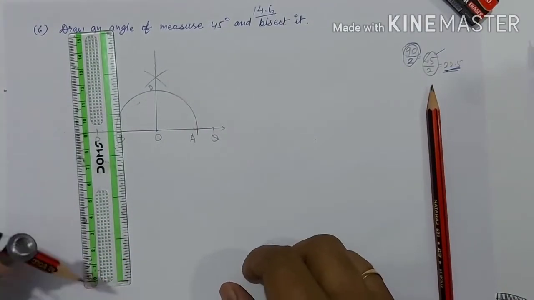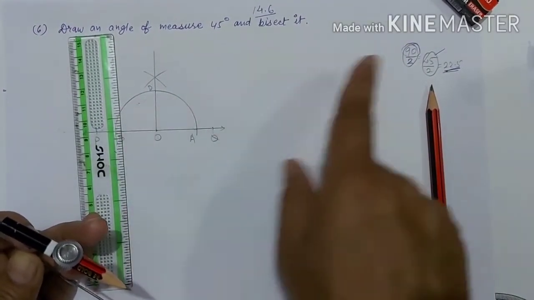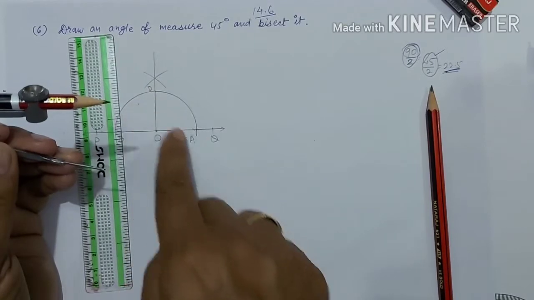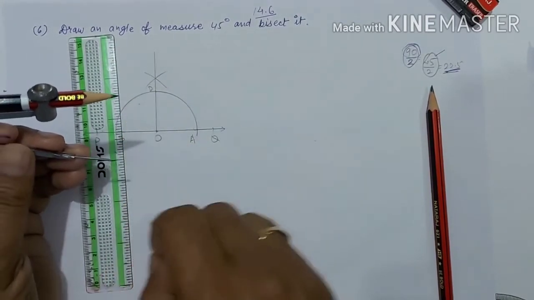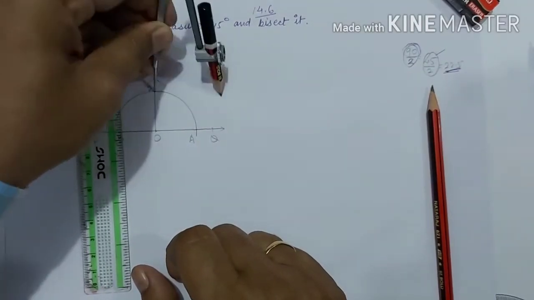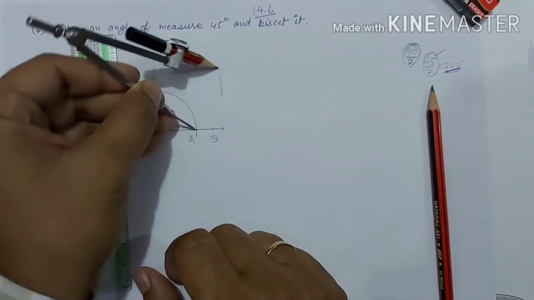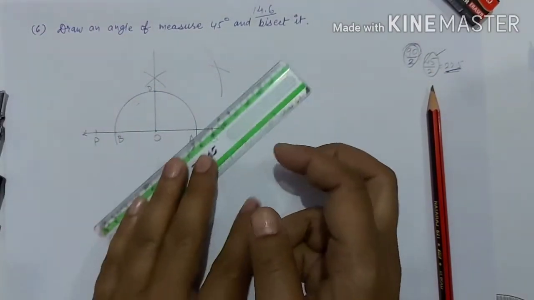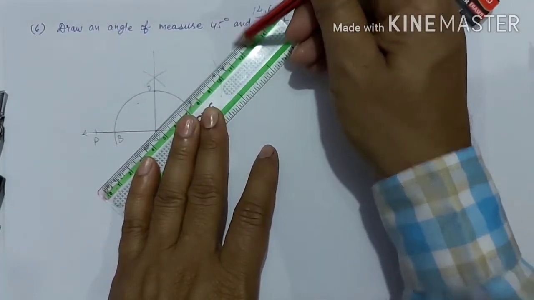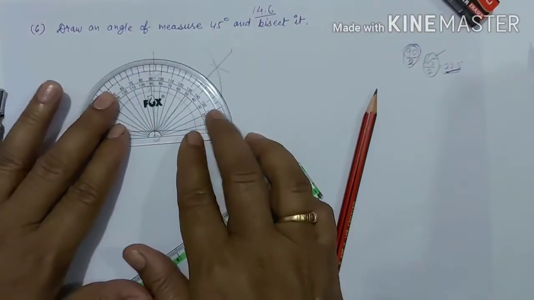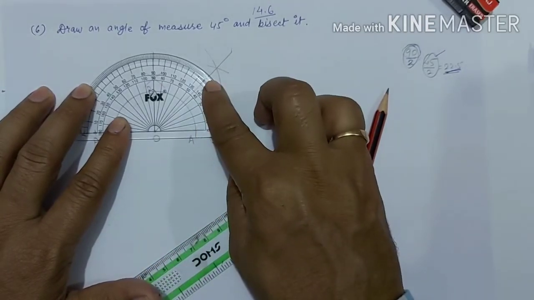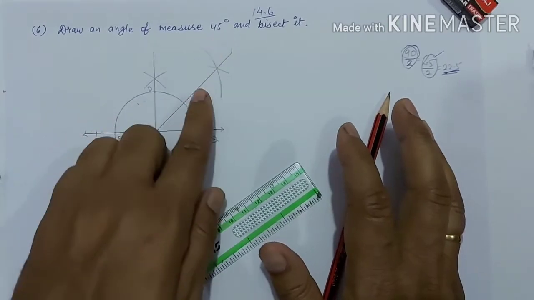Now next we take this angle of 90 and bisect it to get 45. So now two points, A and D. A is 0 and D is the 90 degree angle. So that is the bisect. Now this is the angle of 45. You measure it. The angle of 45 is complete.